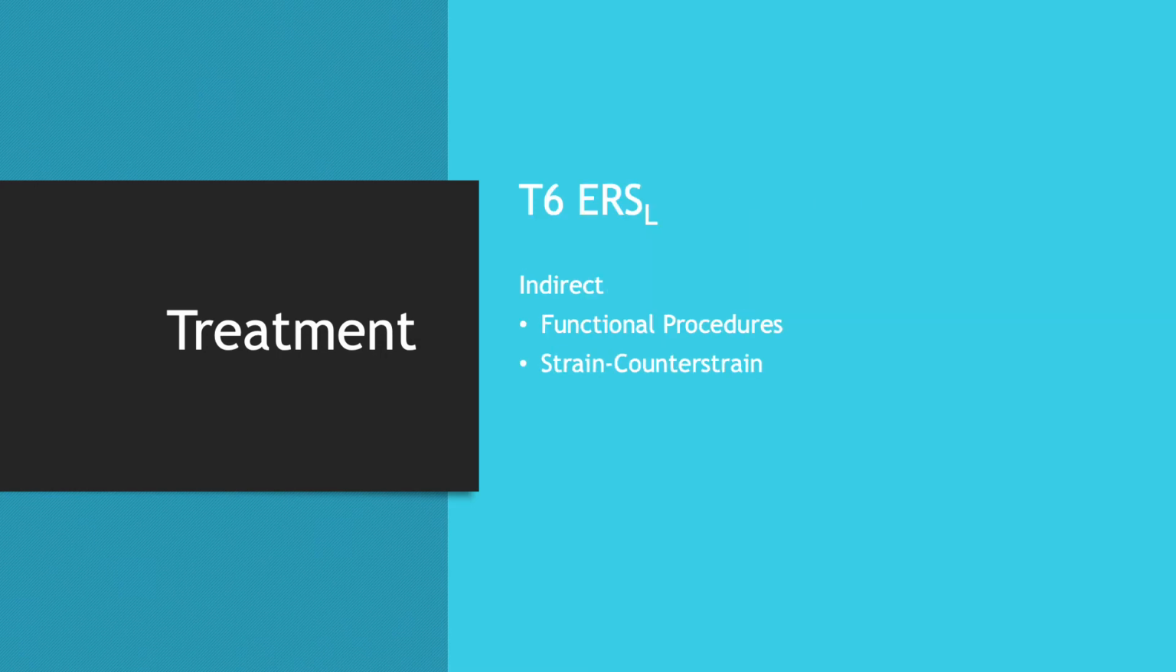So in the textbook and in this lecture, we use 2 methods of treatment: functional procedures, and then the second is strain counterstrain. Strain counterstrain was introduced by Lawrence Jones, and he spent 20 years developing this before he brought it forward. It uses a series of points called tender points. They're located all over the body, and the idea is that you put them at a position of comfort and then hold them there for 90 to 120 seconds.